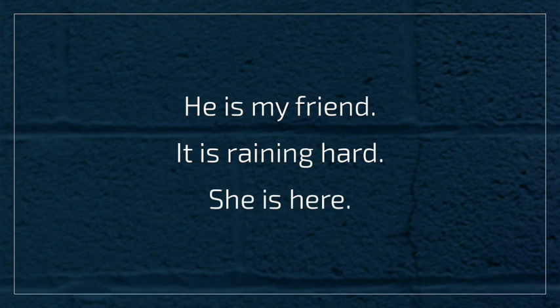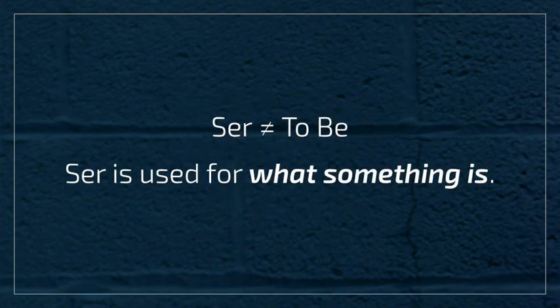In the first example, we're describing who or what someone is. In the second one, we're talking about some sort of ongoing action or activity that's happening. And in the third place, we're talking about where someone is. The verb ser would only be used in the first example, not in the second or third examples. And that's because ser is specifically used for what something is.